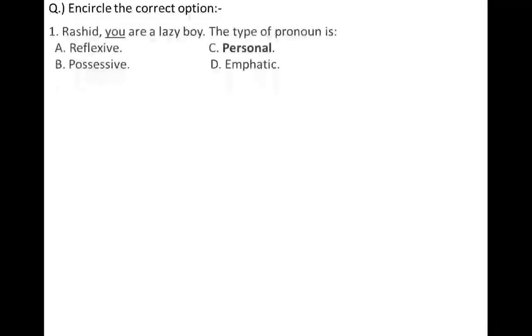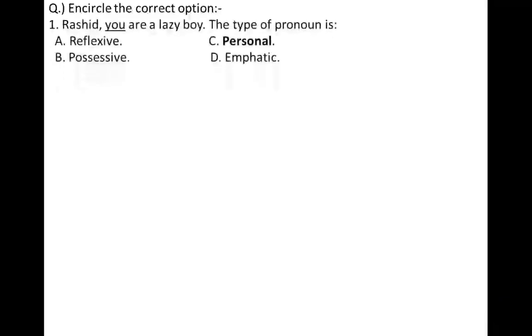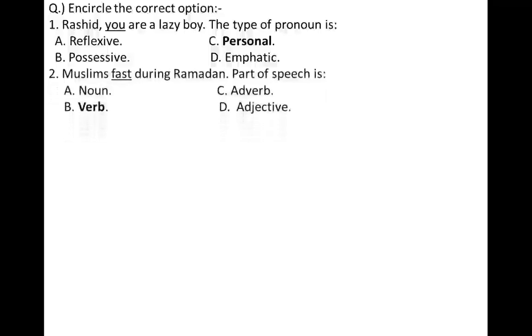Students, here are some sentences for you to do. Let's have a practice of it. Rashid, you are a lazy boy. The type of pronoun is reflexive, possessive, personal, or emphatic. So the underlined word is you, and you is used for Rashid. We have already studied that you is a personal pronoun. Muslims fast during Ramadan. Part of speech is noun, verb, adverb, or adjective. So fast over here is used as a verb, so the answer is verb.